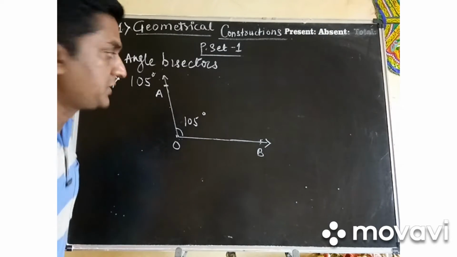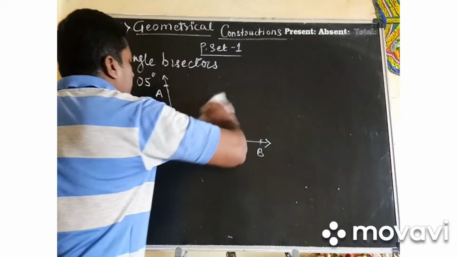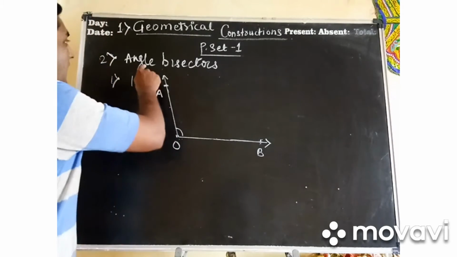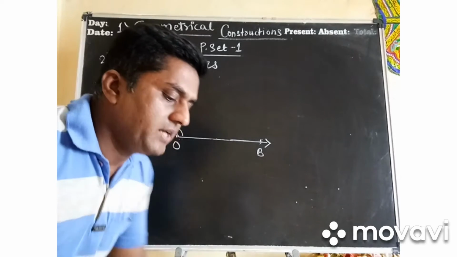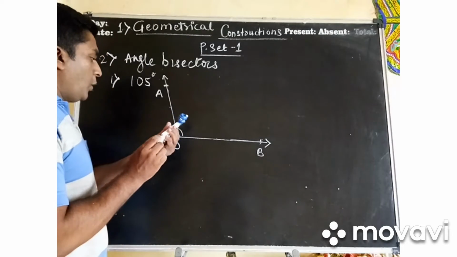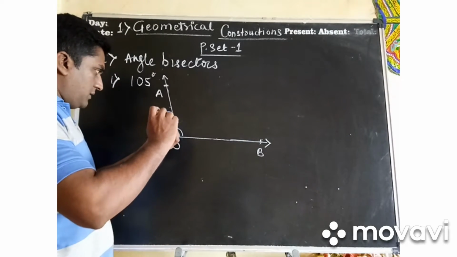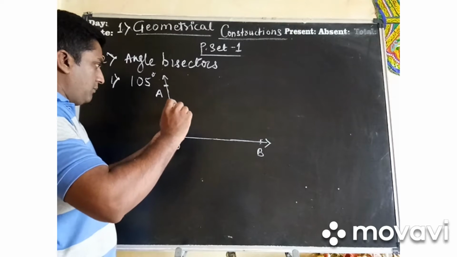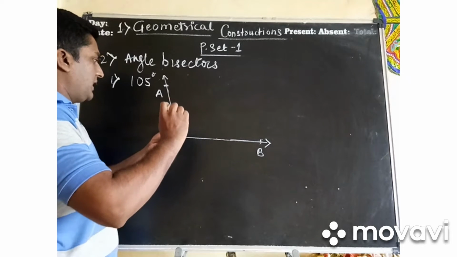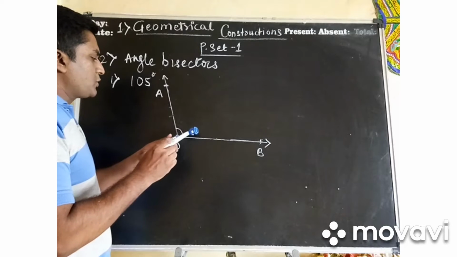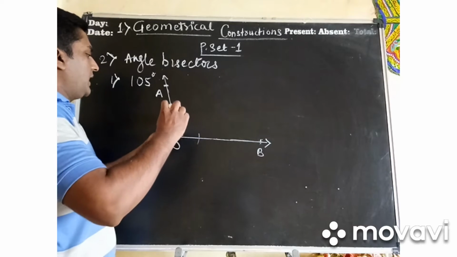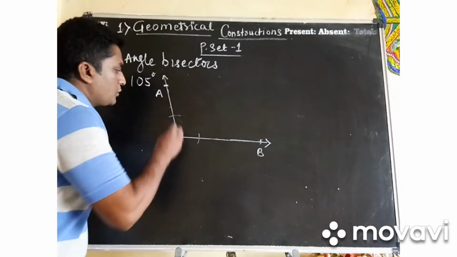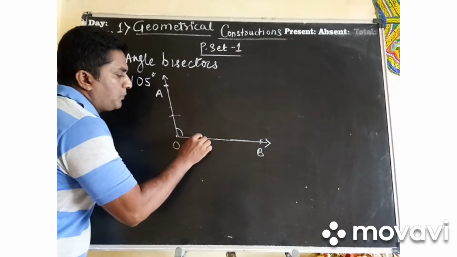Temporarily I am rubbing this 105 because I want to make an angle bisector. Now what to do? You have to take a compass in your hand, hold it properly, and make an arc here. Make an arc here, and with the same span, make an arc here. Got everybody? One arc is being made here, one is here. So you got one point here, you got one point here.